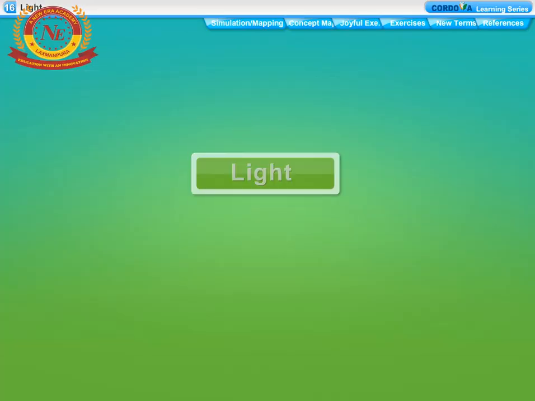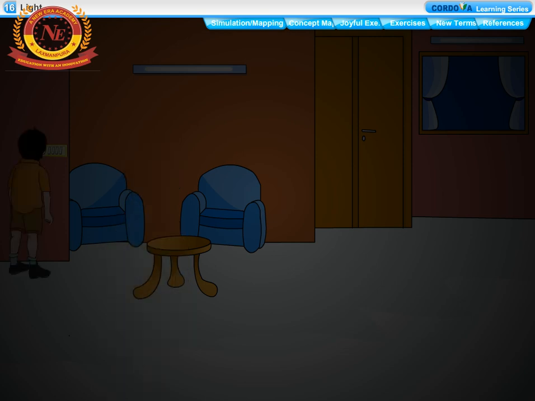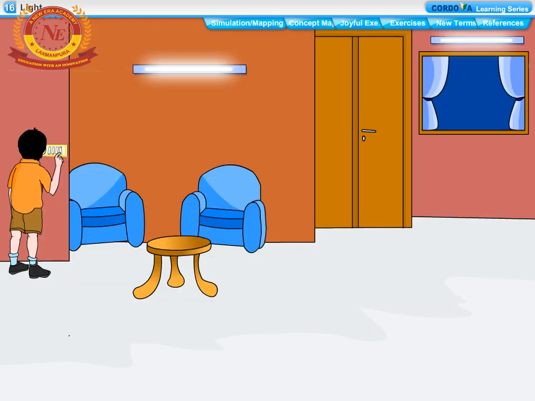Light is a form of energy. Light is needed to see things. We cannot see an object in the darkness of night. We need a source of light to make the object visible. We can detect light with our eyes.